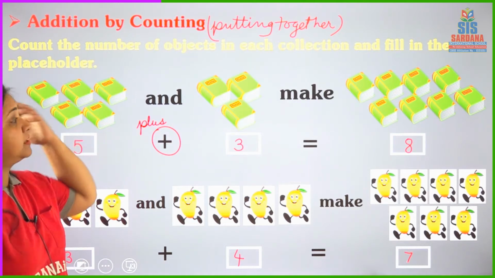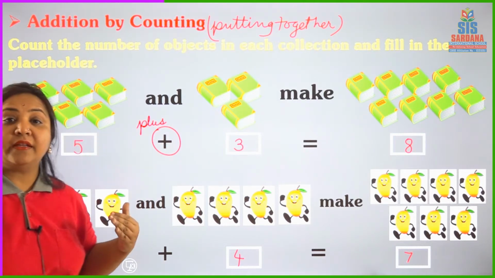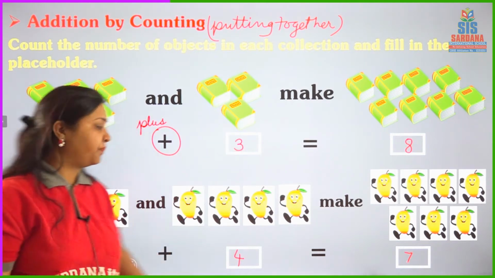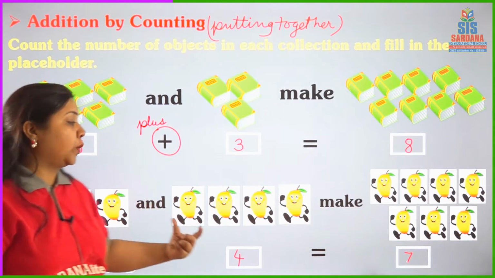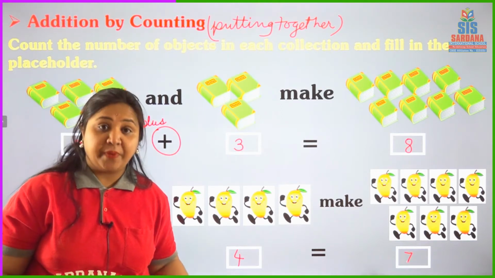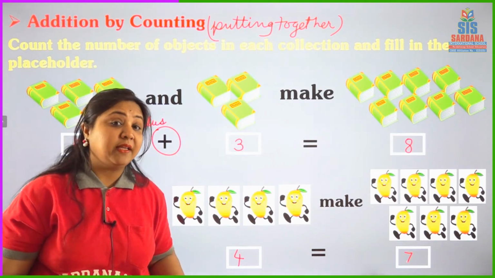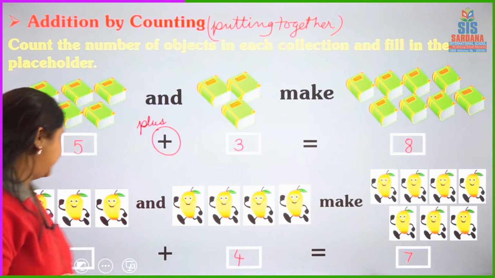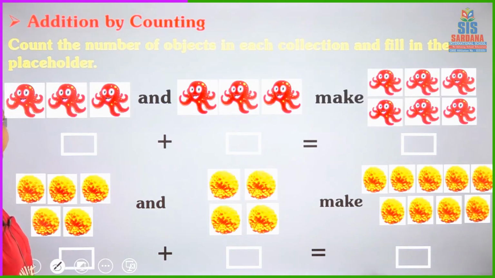So 5 books and 3 books, when we keep them together to make a new collection, have 8 books. And when 3 and 4 mangoes which were separate are kept together in the fridge, they make a new collection of 7 mangoes. Is it clear to all?